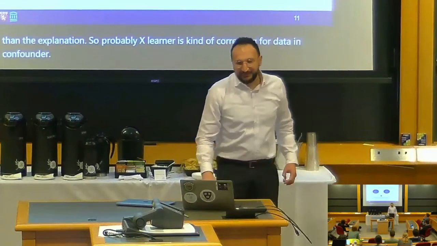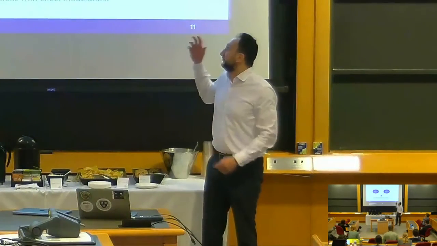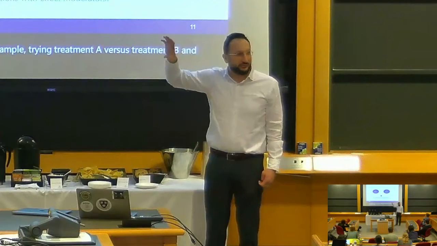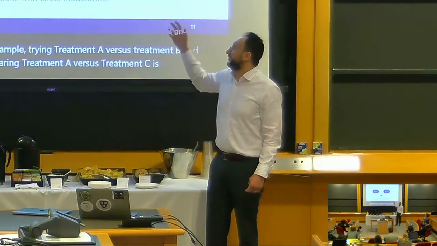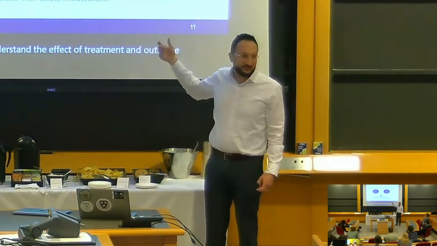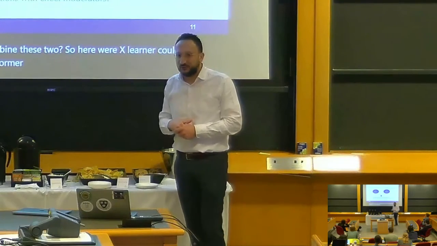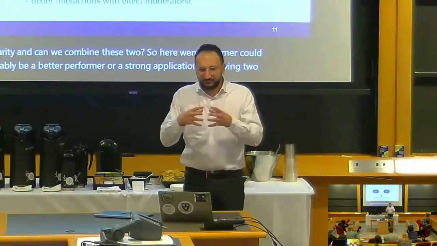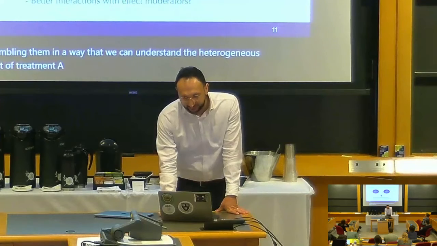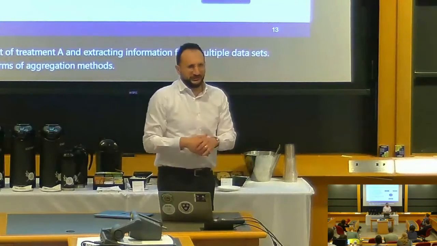I do think X learner has potential application. What if we have comparative trials, for example, trying treatment A versus treatment B in trial 1 and, in trial 2, comparing treatment A versus treatment C? Is this an opportunity to better understand the effect of treatment A on outcome disparity? And can we combine these two? So here is where X learner could probably be a better performer or a strong application, having two models and then assembling them in a way that we can understand the heterogeneous effect of treatment A and extract information from multiple data sets.